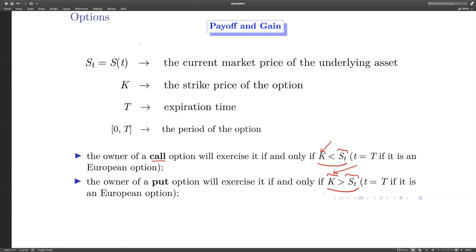Therefore, the holder will execute the contract if at the expiration time the strike price is greater than the spot price. This is the case when the holder has a put option. So one has to clearly understand this. This is the most basic idea in options. This idea has to be recorded in mind very clearly.